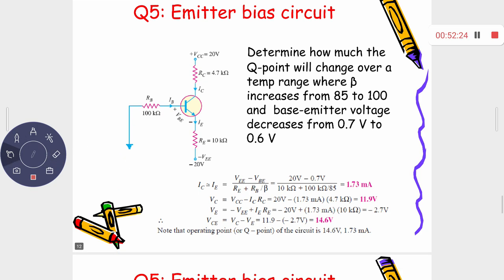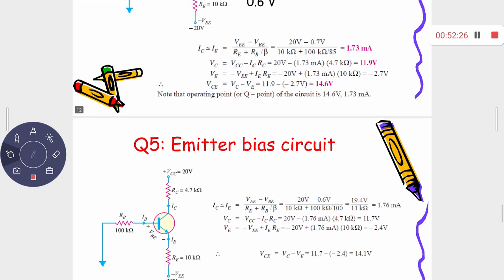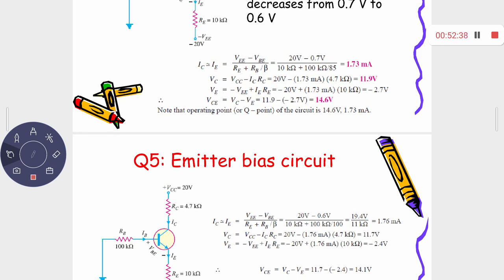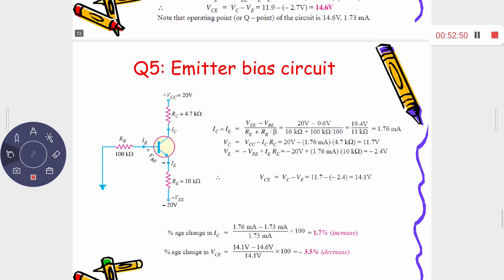Okay, now let's do the same calculation with beta equal to 100. Last time beta was 85, this time beta is 100, and this time what you get? Last time the value of IC was 1.73 milliampere, this time it is 1.76 milliampere, not that much increase, only 0.03 milliampere. And as far as the VCE is concerned, not that much, right? So it is 1.7% increase in IC and 3.5% increase in VCE. So this circuit is much, much more stable.